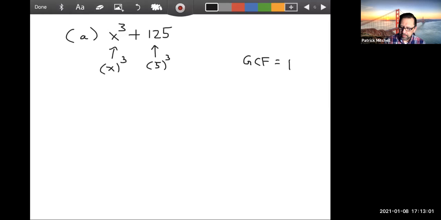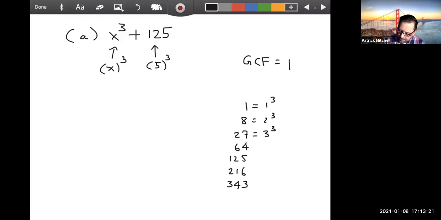Okay, so 1 is a perfect cube because it's 1 cubed. The next one is 8, which is 2 cubed. Next one after that is 27, which is 3 cubed. And then I'm just going to list the rest of them. 64, 125, 216, 343, 512, 729, and 1000. So these are the numbers that you're going to see coming up in your homework.